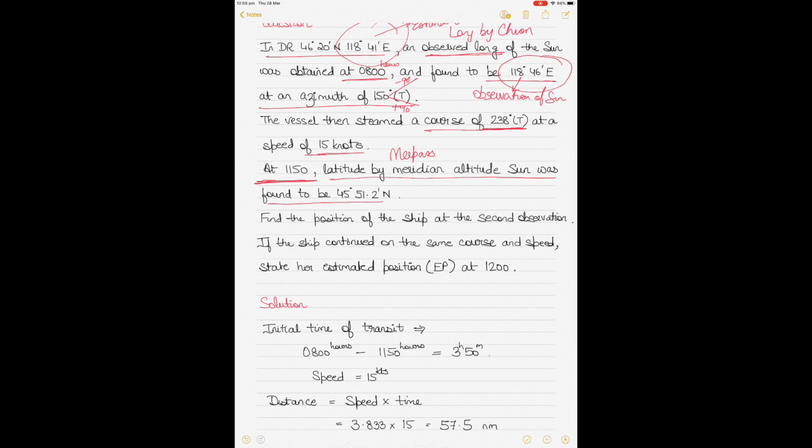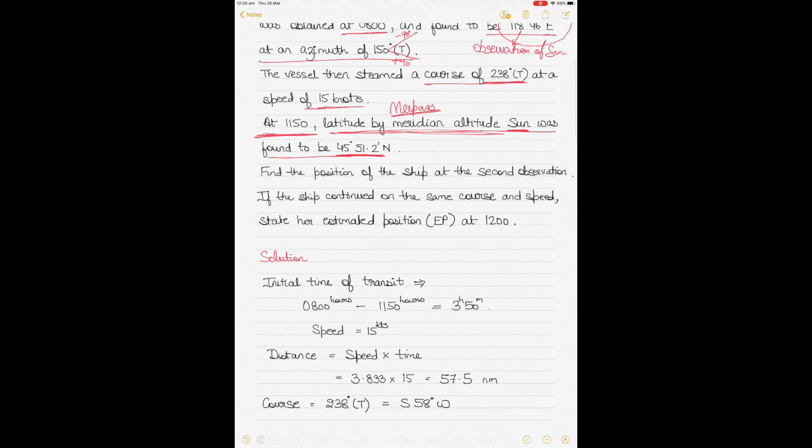So this basically means that at about 11:50 you use the meridian passage method, or the latitude by meridian altitude method, of the sun to get an observed latitude of 45 degrees 51.2 minutes. Alright, what you have to find is the position of the ship at the second observation, that means at 11:50 hours. If the ship continued on the same course and speed, what is the same course and speed? Course of 238 degrees true and speed of 15 knots per hour. You have to find the estimated position of the ship, or EP.